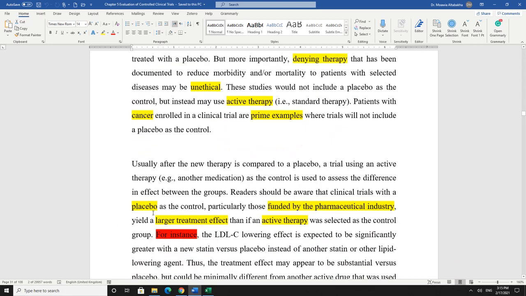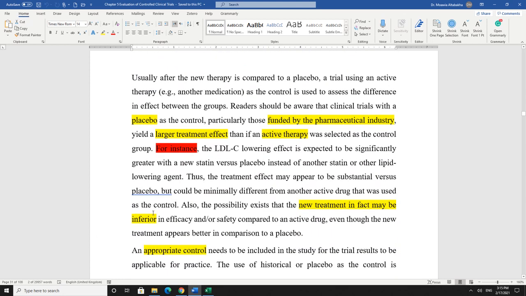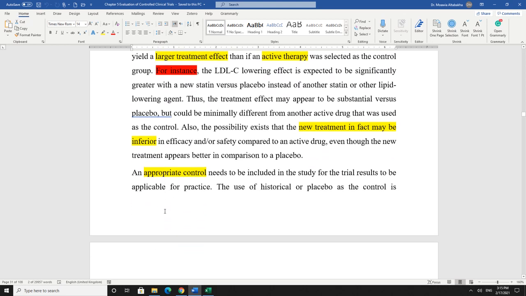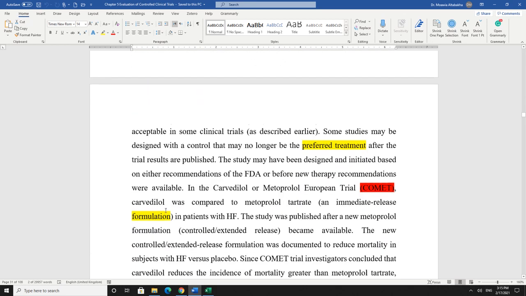Not only that, but you have to pay attention that this standard therapy must be given in the right dose, in the right formulation, okay, in the right frequency. Because if you fail in any of these things, you are wasting your time.